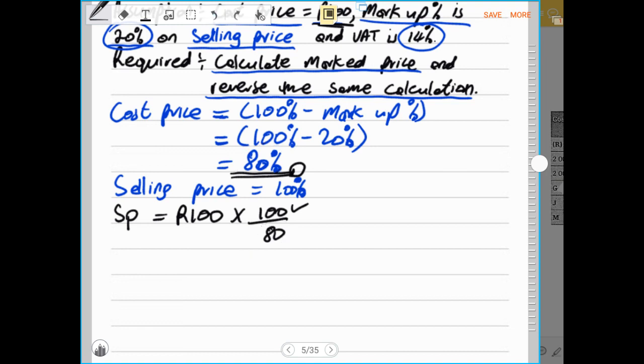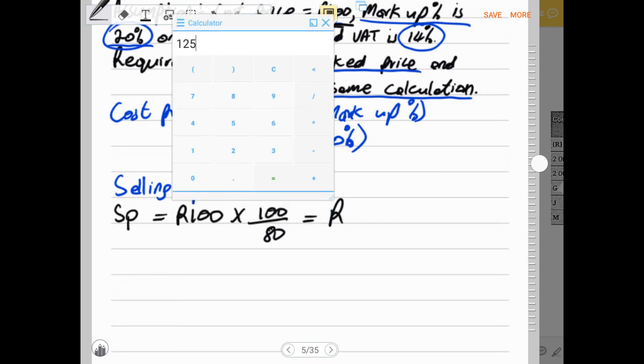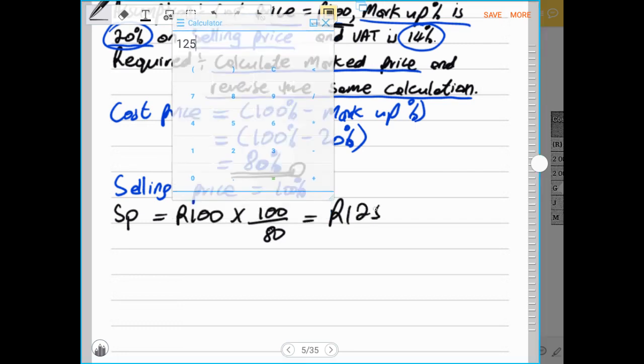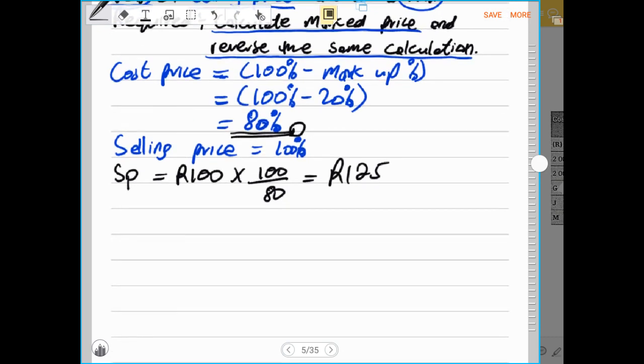So now in this case, it will mean that we will get to our selling price. Therefore now our selling price will be 100 rand times 100 divided by 80, and this will give us 125 rands. So now this will be our selling price. And remember, the minute you get to the selling price of 125, now we have to calculate our marked up price.